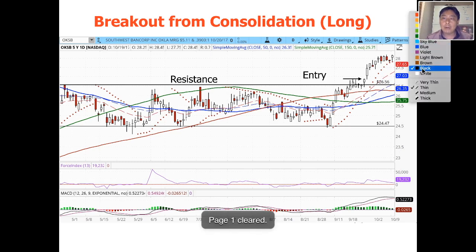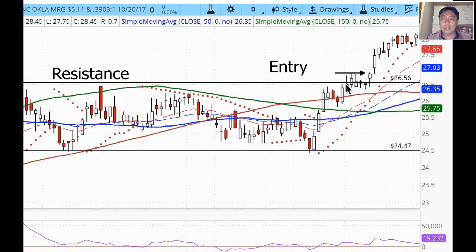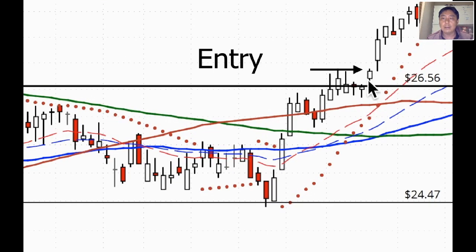And where's the breakout candle? So again, all these are not breakout candles. This is the breakout candle. This candle over here, that's a breakout candle. It's the first full body candle that gets above the resistance level.